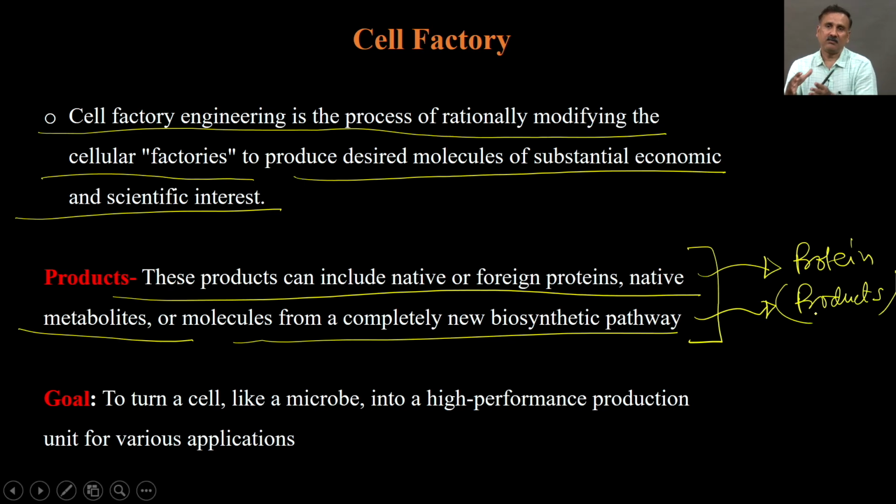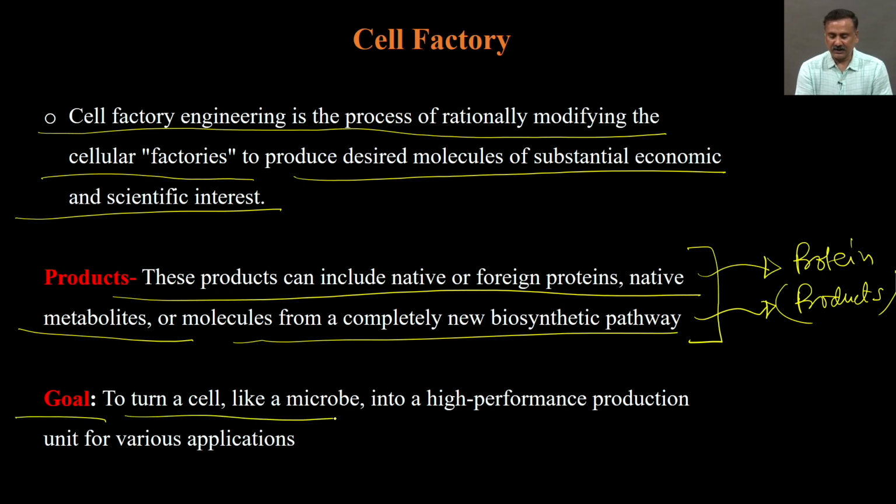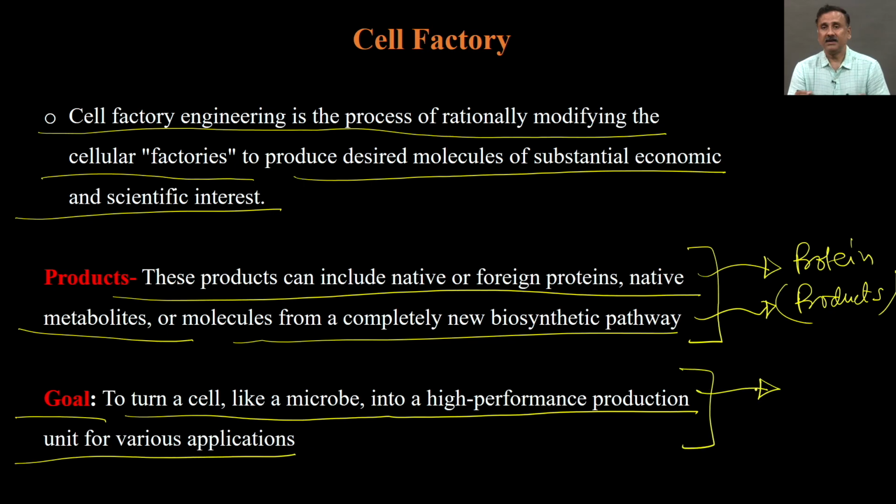Either you can take the product, or you can modify the product by introducing different types of enzymes and so on. What is the goal? To turn a cell like a microbe into a high performance production unit for various types of applications. So, a cellular factory is a concept where you use the cell as a factory, so that the cell is going to produce your desirable product.